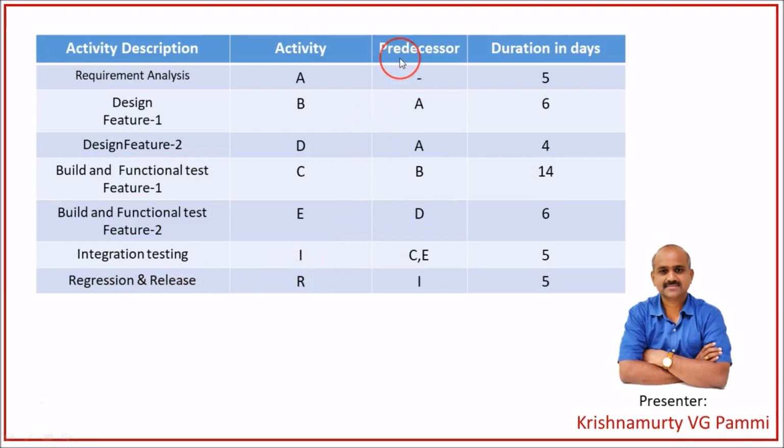Now, we will learn what the predecessor means in the following slide. The duration for each of the activities is listed in this particular column. That means activity A takes 5 days, activity B takes 6 days. Likewise, the duration is listed in this particular column.